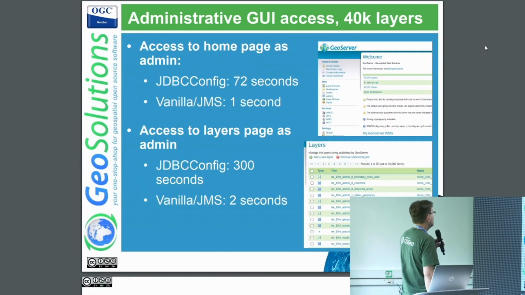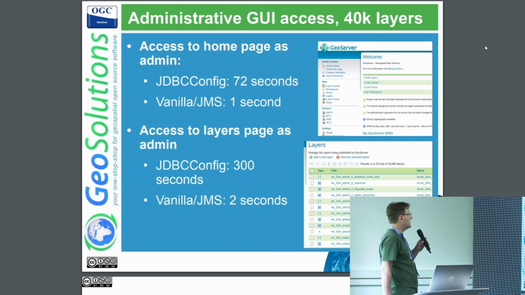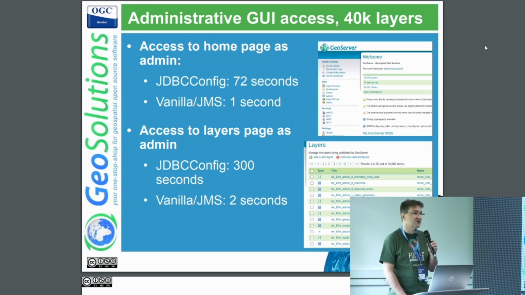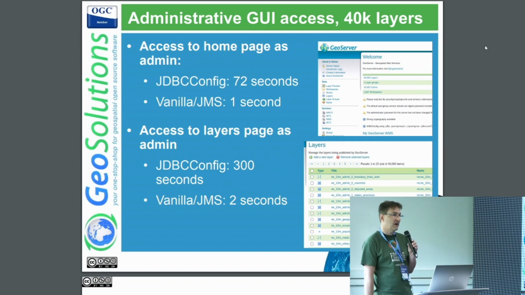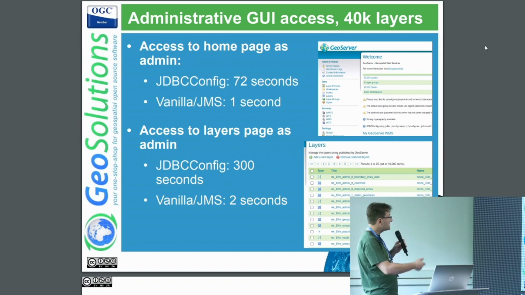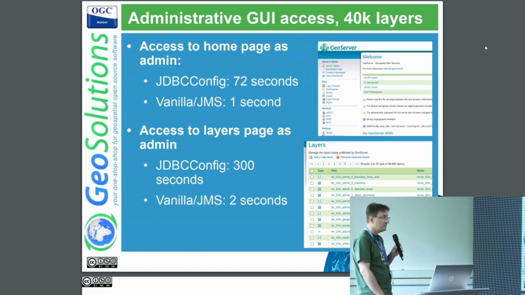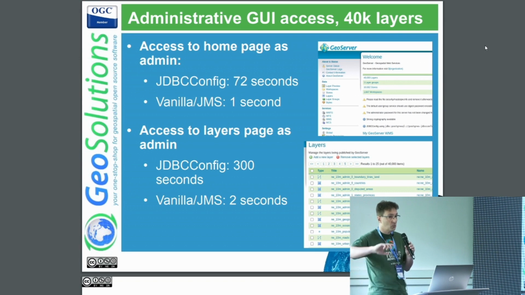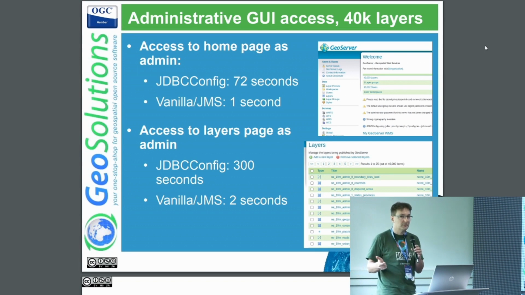I also tried administrative access with the 40K layers case, and this is where JDBC config is doing really, really poorly. I tried to access the home page. With JDBC config, it takes 72 seconds. With the vanilla case, 1 second. I tried to access the layers page as an admin. With JDBC config, 5 minutes. With vanilla, 2 seconds. So JDBC config and the user interface with many layers don't play well together. If you have few layers, no problem. If you have many layers, it's unusual.